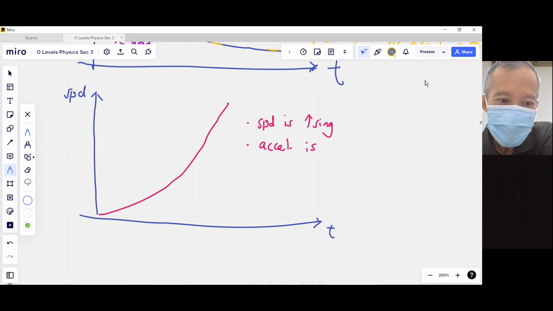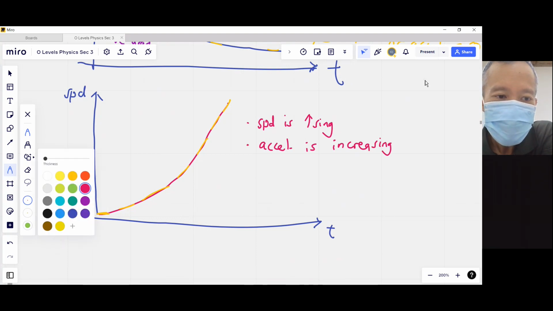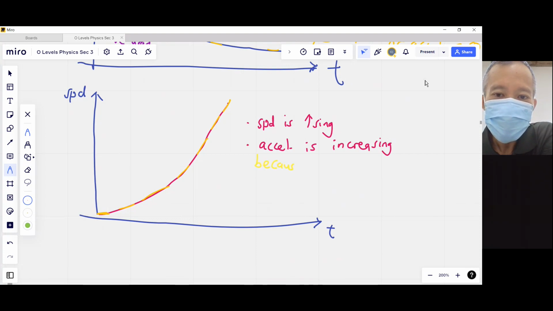Come look at the slope. Look at the slope. Here it is gentle, steeper, steeper, steeper. Very, very, very steep. So, is acceleration increasing or decreasing? Increasing, okay. Acceleration is increasing, because even though you don't have to write your answer, the slope is getting steeper.